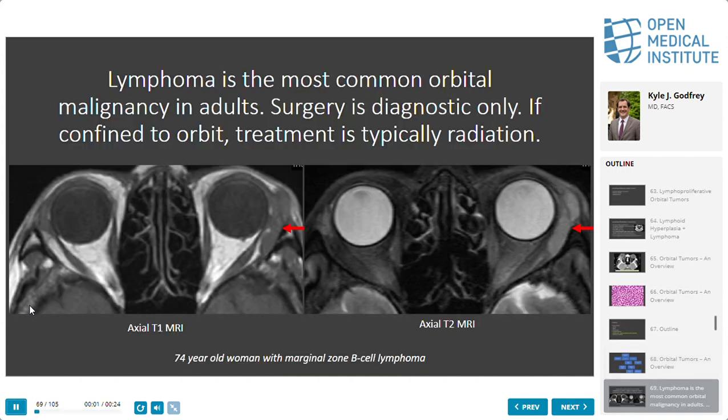We talked about lymphoma being the most common primary orbital malignancy in adults, surgery being diagnostic only, and treatment really being radiation whenever it's present. So this is just another example. You can see this is growing right along that plane in the subperiosteal space. It's not deforming or displacing the globe, but just molding around all the tissues in the orbit. This was a patient with marginal zone B-cell lymphoma.